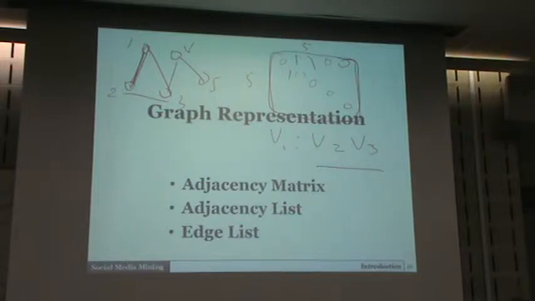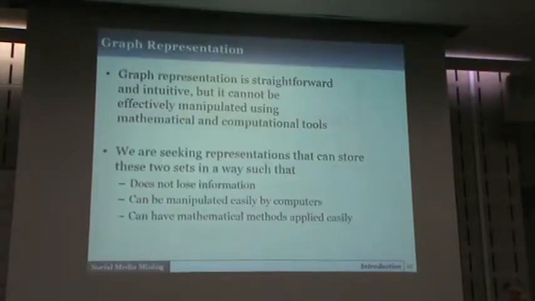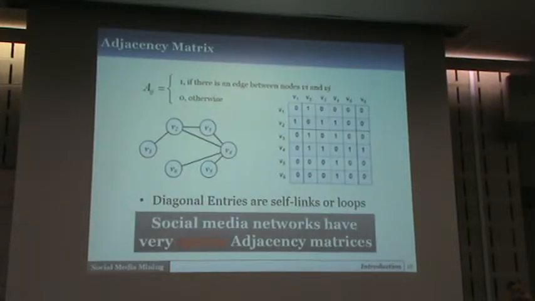In my dissertation for my PhD work, I used the adjacency matrix for video processing. So this is an example of the adjacency if there is an edge between the node Vi and Vj.